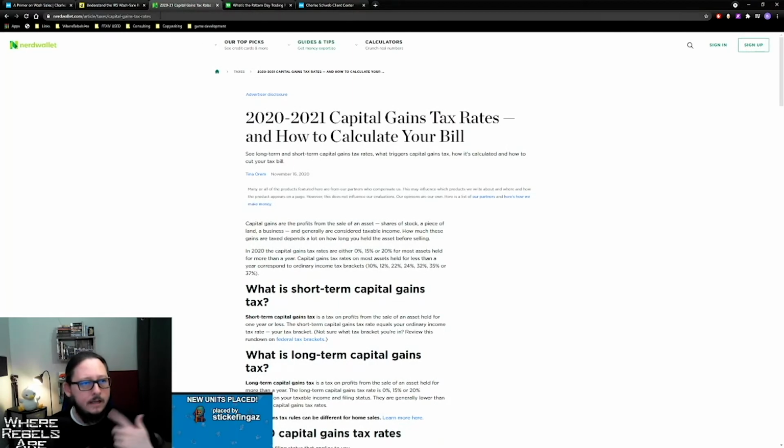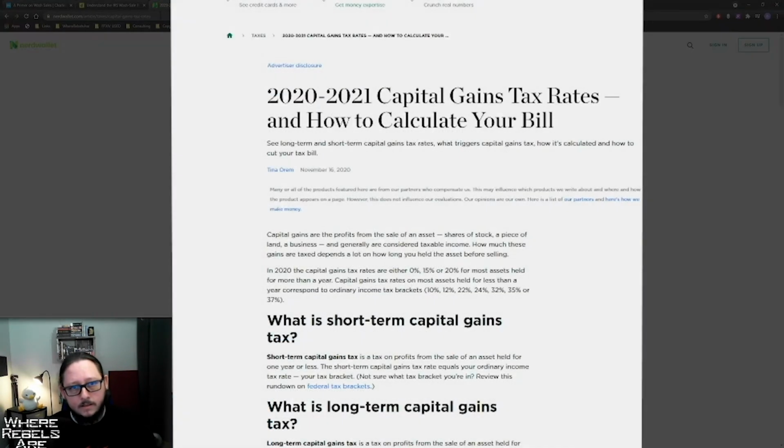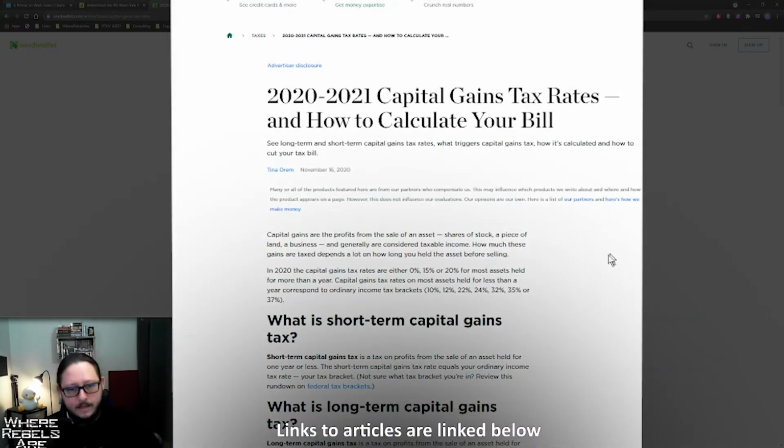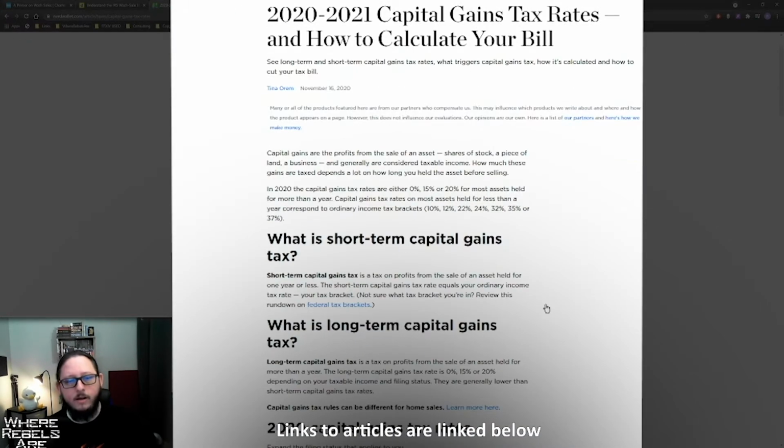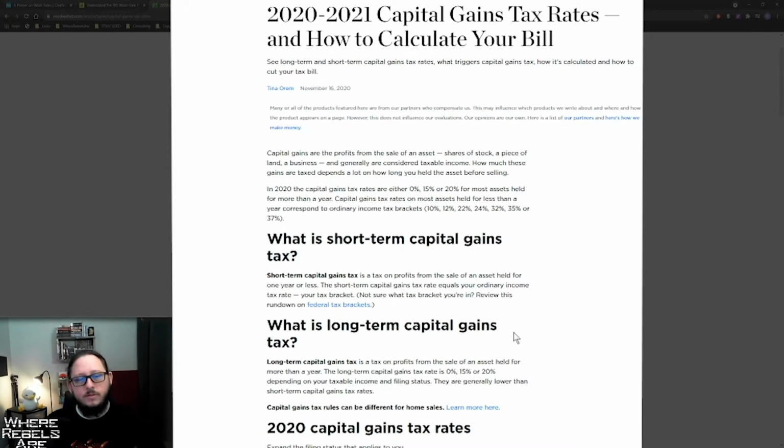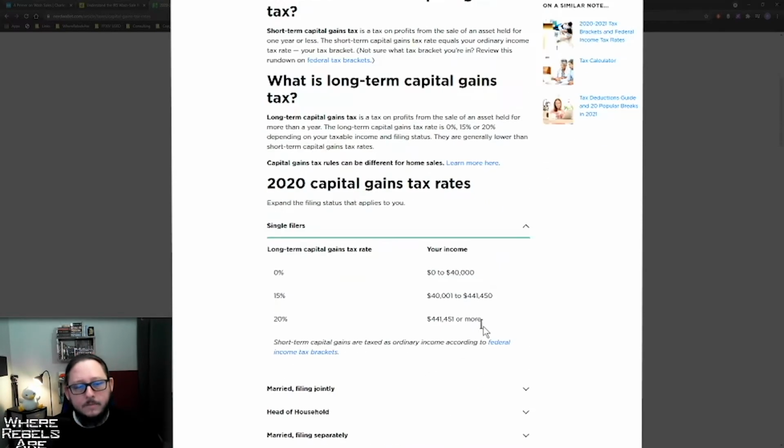This will be a link made available. It is from NerdWallet, not sponsored content, by the way. This is just one that I found that kind of gives a nice introductory breakdown on the differences between short-term capital gains and long-term capital gains, and kind of helps you project out potentially what your overall tax liability will be. That being said, there are two main investment account vehicles that you're going to get into.